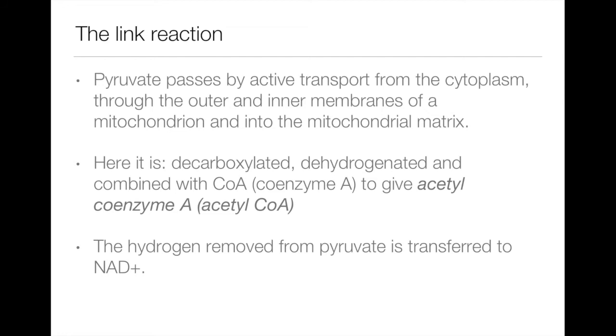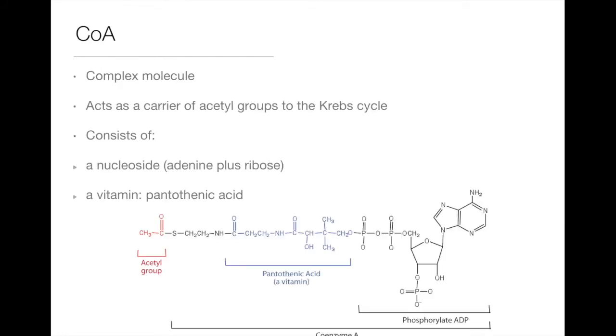This is known as the link reaction. Coenzyme A is a complex molecule composed of a nucleoside, that means adenine plus ribose, with a vitamin, which is called pantothenic acid, and acts as a carrier of acetyl groups to the Krebs cycle. The hydrogen removed from pyruvate is transferred to NAD.